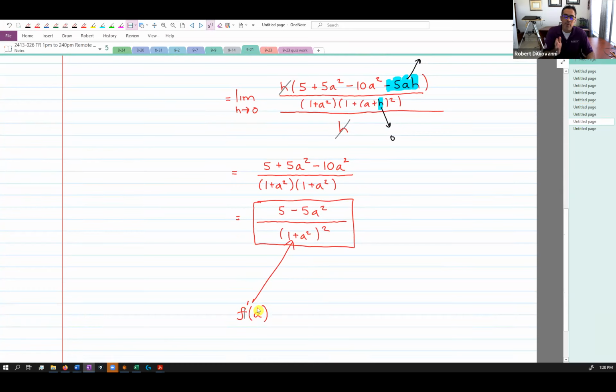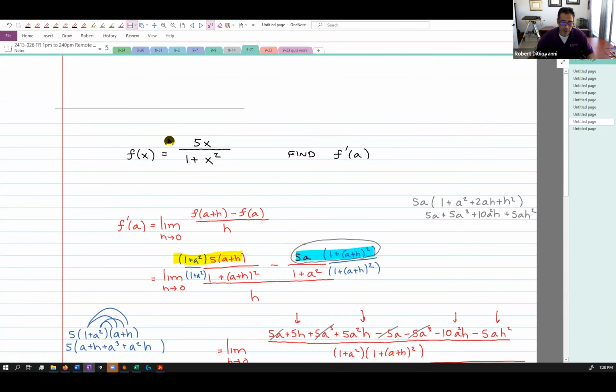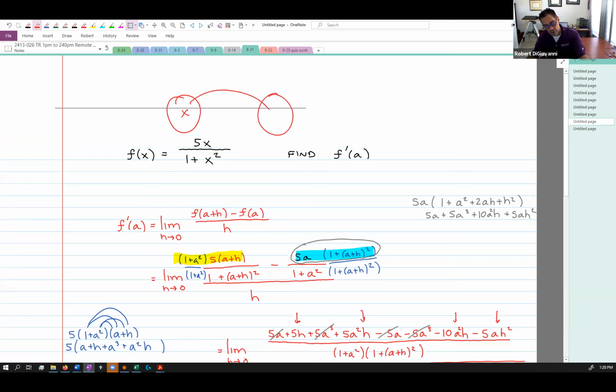But at the end of the day, remember what a function is. A function is something that takes something in and spits something out, right? So if I plug some value of A into this, it's going to spit an answer out. Just like this right here is a function, right? This is a different function, but if I plug in an X, it'll spit out a number, right? Plug in X, goes through the function, spits out some number that corresponds to that X. That's the idea of a function.